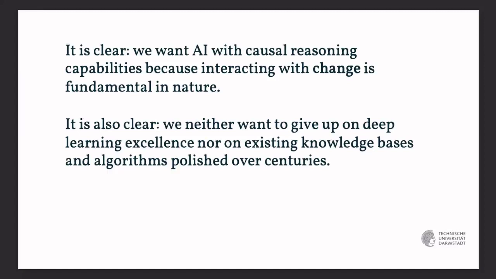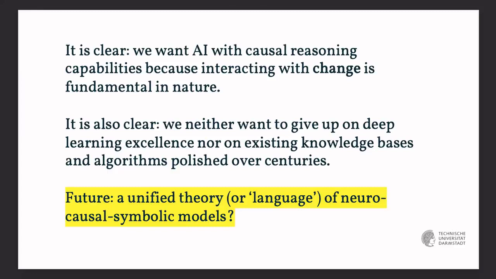To me, it's a question. Maybe there will be a theory of everything in physics. Maybe there's a unified theory, or at least a language, of these neuro-causal-symbolic models. Because I really feel like it's all different sides of the same coin. And that's what I want to see.